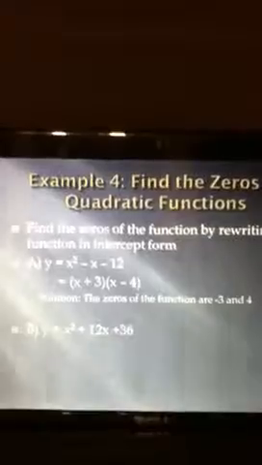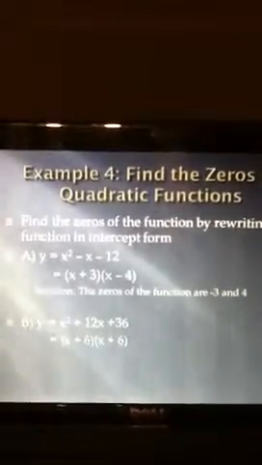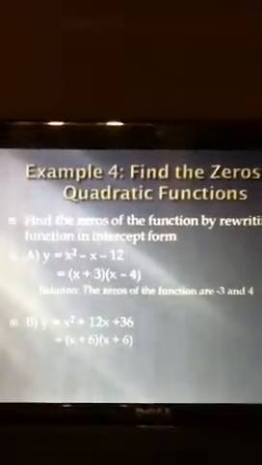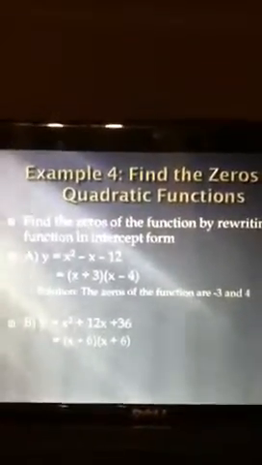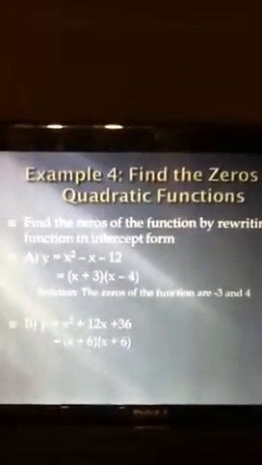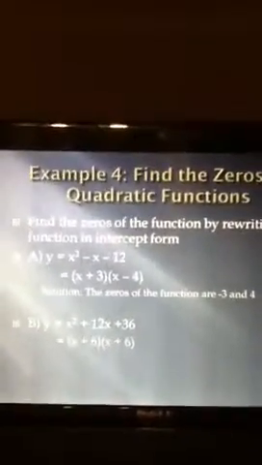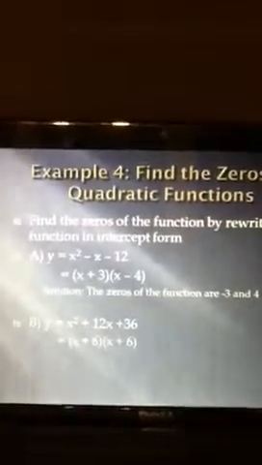We're going to do the same thing for our second example. This example is actually a perfect square trinomial, which we had seen before in the last example. The equation can be changed in the form x plus 6 squared or x plus 6 times x plus 6. This equation only has one zero, which is negative 6.